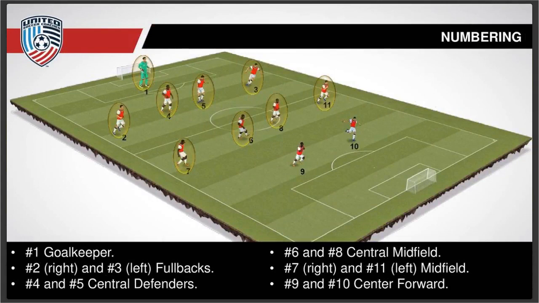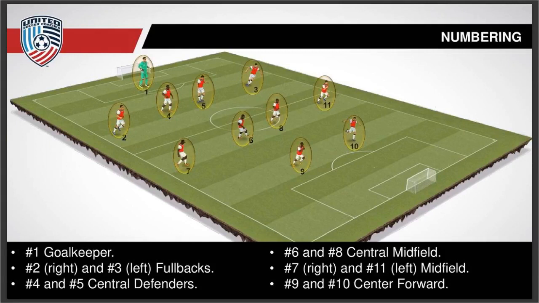Moving up into our midfield, or forward lines or advanced lines, 7 would be on the right, 11 would be on the left, 6 and 8 are typically in the centre of the park, and they may be staggered or set up in different ways depending on the coach's preference and the player's abilities.